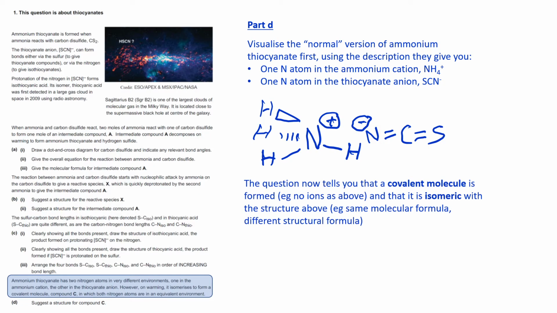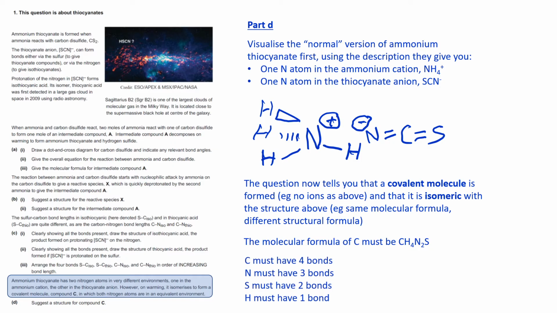Then it tells you that a covalent molecule is formed, so there are no charges, no ions, and it's isomeric with the structure above, so it has the same molecular formula but a different structural formula. You've got to have the same number of carbons, nitrogens, sulfurs, hydrogens, etc. So if we add up all of the carbons, hydrogens, nitrogens, and sulfurs, that gives us CH4N2S. That's our starting point, and from that we can build an idea of what possible structure to draw.